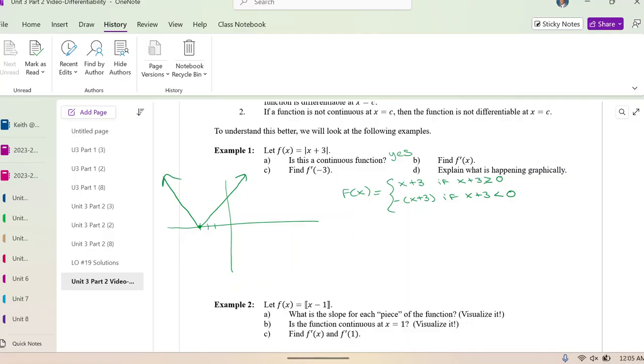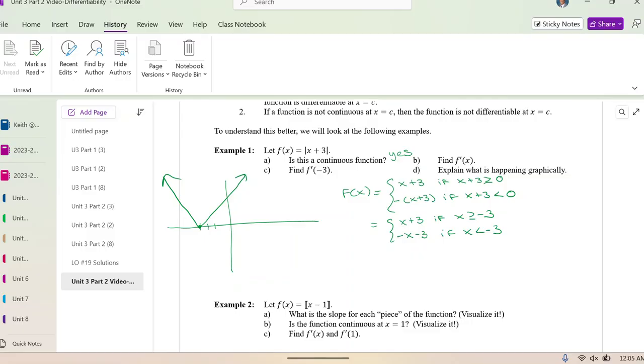So notice as a piecewise function, this is x plus 3 if x is greater than or equal to -3, and it's negative x minus 3 if x is less than -3. So that is how you can write an absolute value as a piecewise function.